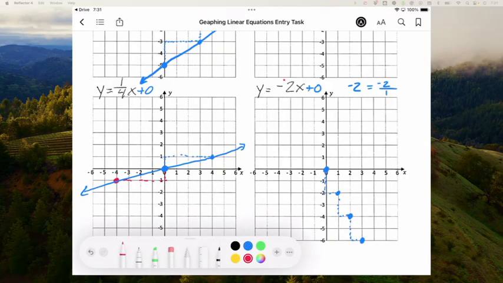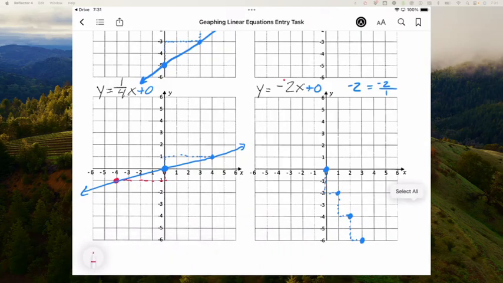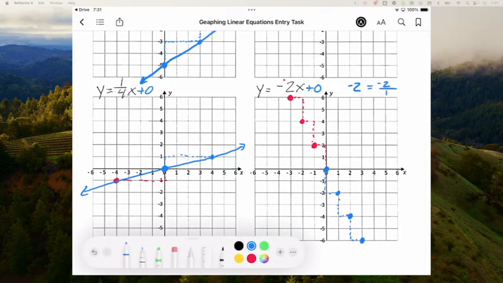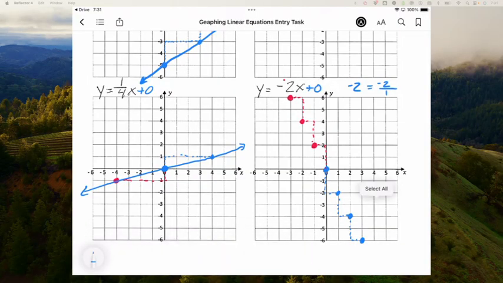And again, the reverse of that will also work. So instead of down 2 and to the right 1, we can go up 2 and to the left 1. Okay, and that's going to be it for this entry task.